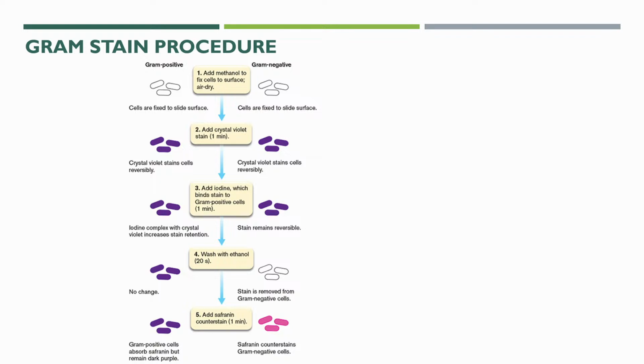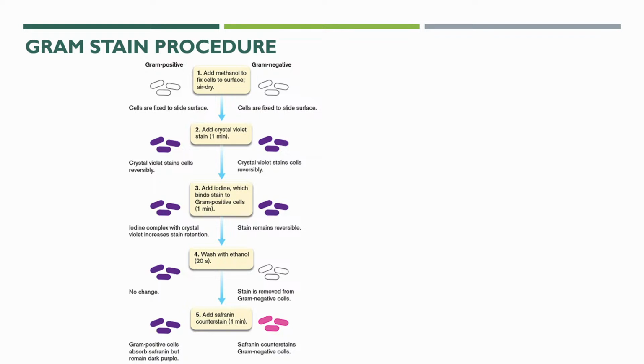Then this is the Gram stain procedure. You add crystal violet, which is what we used yesterday. And so at this point, the gram-positive and the gram-negative cells are going to be purple because that's the only stain we've added. The second step in this procedure is you add iodine. Iodine binds the stain to the gram-positive cells. So that's just what iodine does. So basically, there's an iodine complex with the crystal violet that allows it to retain the stain. It really locks in there in the gram-positive cells.